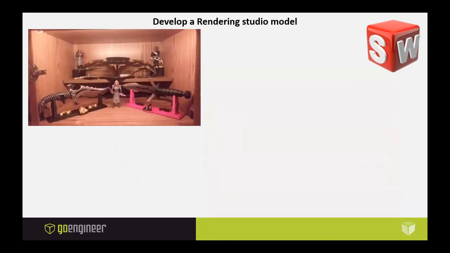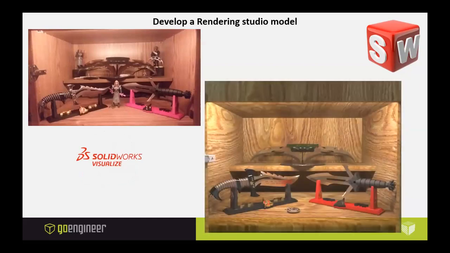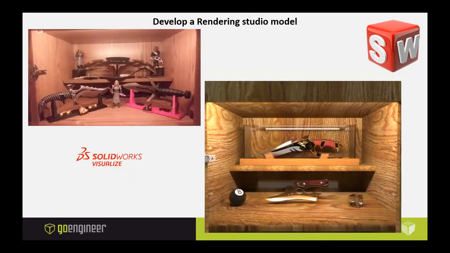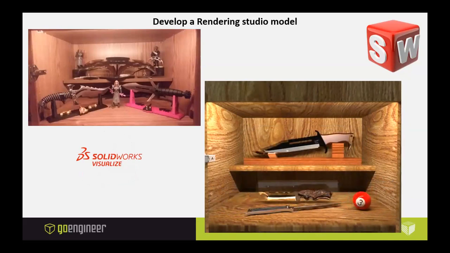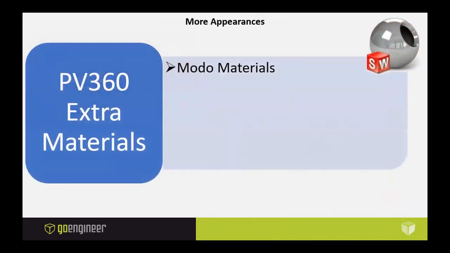Okay. And yes, that works in Visualize as well, because we have emissive appearances in Visualize as well. So there's the scene. Swap out the parts. And again, same lighting quality for consistency. Okay, so yeah, spend the time on the studio first and then just swap out the parts. Save you a ton of time.